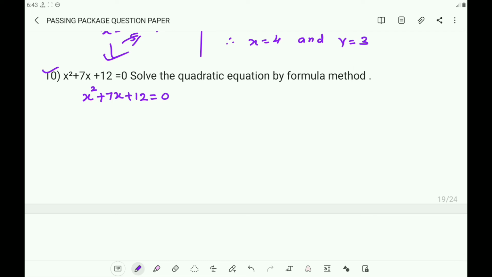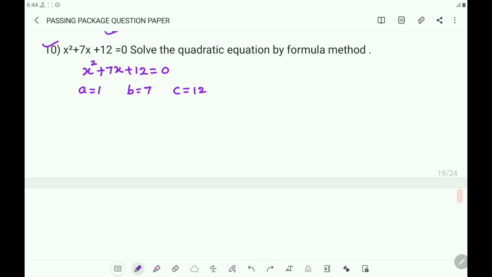Now here, write the values of a, b and c. a, that is the coefficient of x square, is 1. b is the coefficient of x, that is 7. c is the constant here, that is 12.